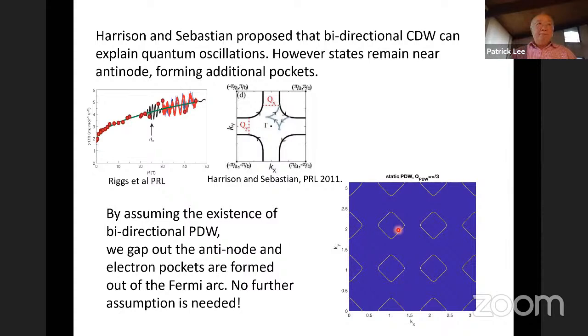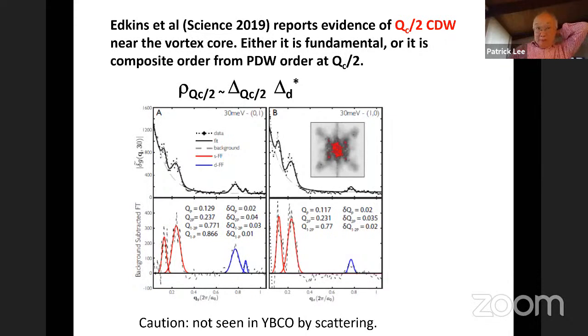Okay. So a few years ago, I think this point of view received some support. I was very happy to see this STM work from Seamus Davis's group. They found evidence of a new charge order, which is at half the period, half the momentum, of the original charge density wave that's been studied. And they see this only near the vortex core. So they apply a large magnetic field, and in the space between the vortex cores, they found this.